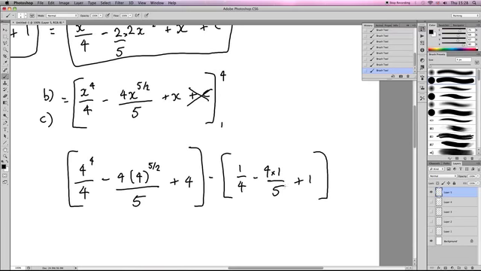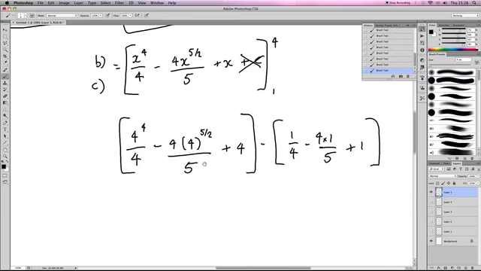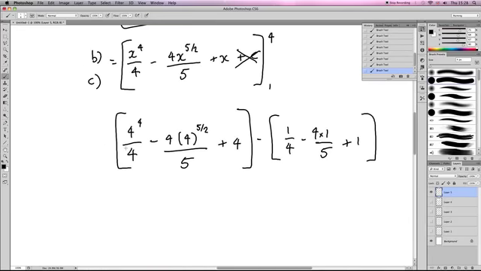You don't want to simplify these fractions yet, because it might be the case that you can cancel some bits out. So for this first bit, I am going to do 4 to the power of 4 first. So 4 to the power of 4 is 256 over 4. And again, I'm not going to simplify anything yet. 4 to the power of 5 over 2 though, I do need to calculate. 5 divided by 2. So that should give you 32. So 4 times 32 over 5, and then plus 4.